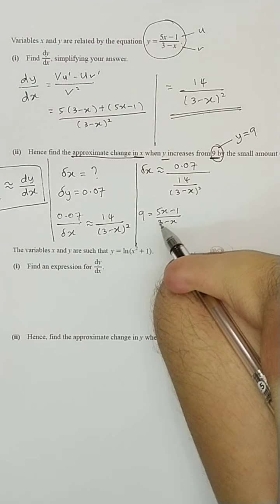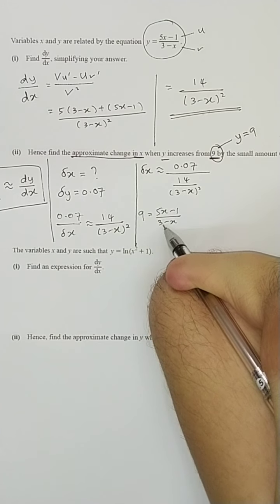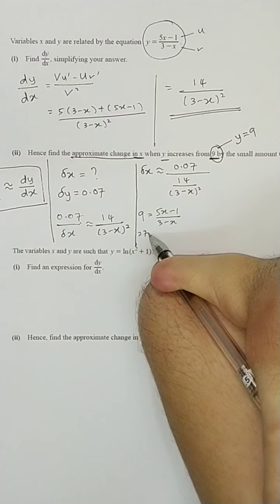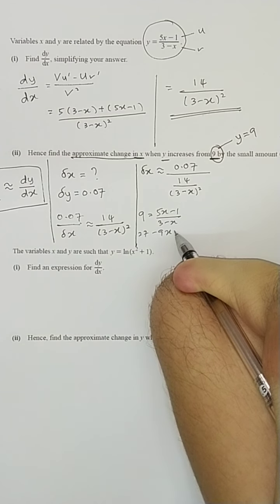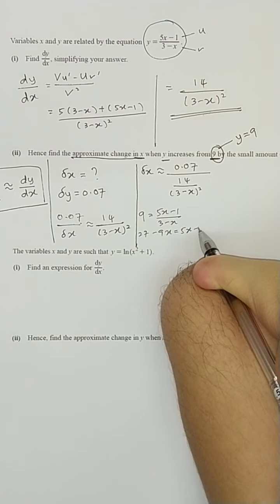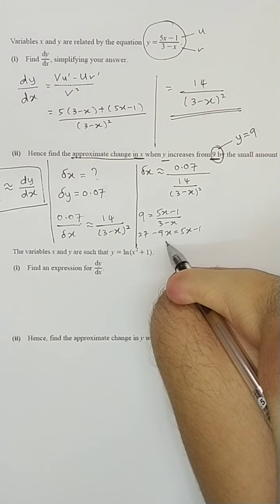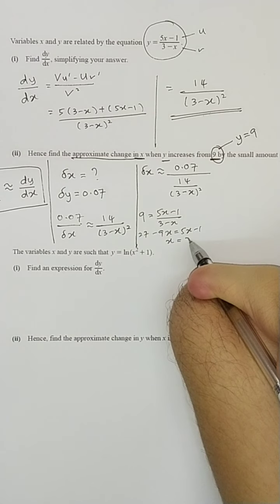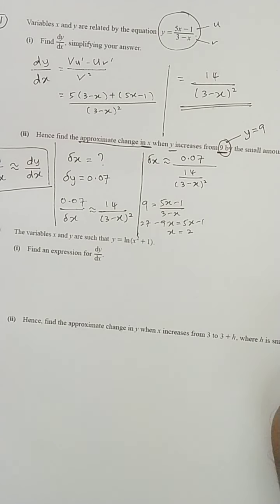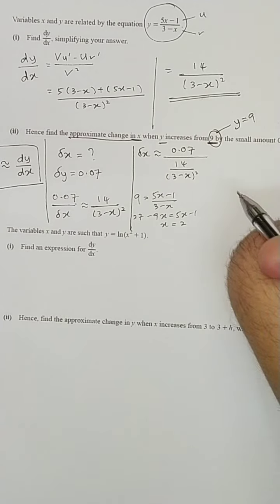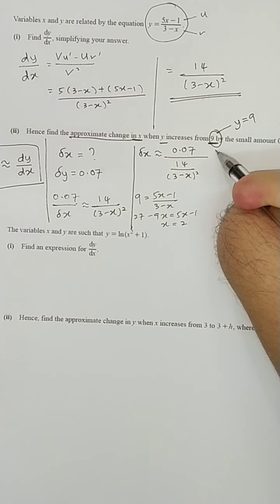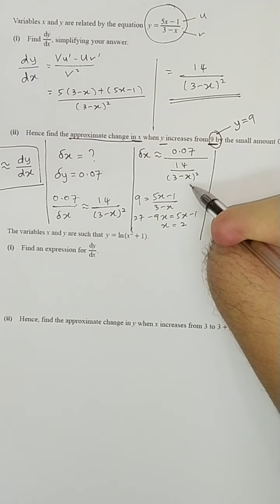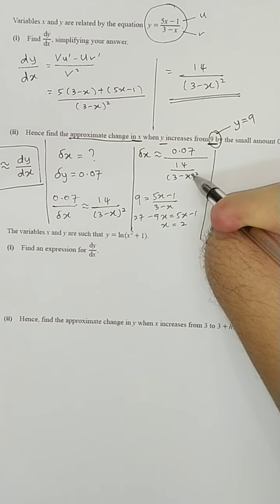You do cross multiplication. So 9 times (3 minus x), we will get 27 minus 9x is equal to 5x minus 1. You rearrange, make x the subject, so x is equal to 2. What do we need to do with this x equal to 2? Take this value of x equal to 2 and substitute inside here.